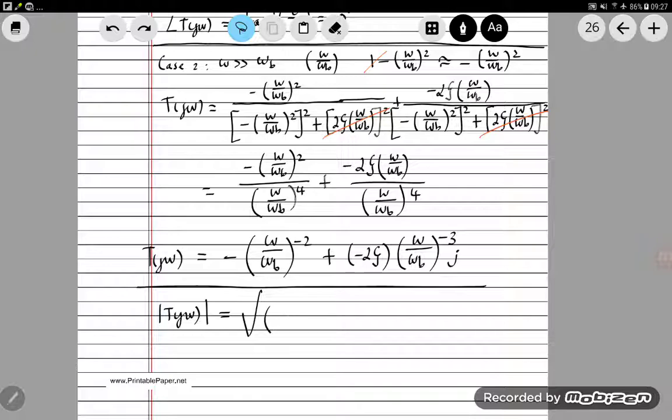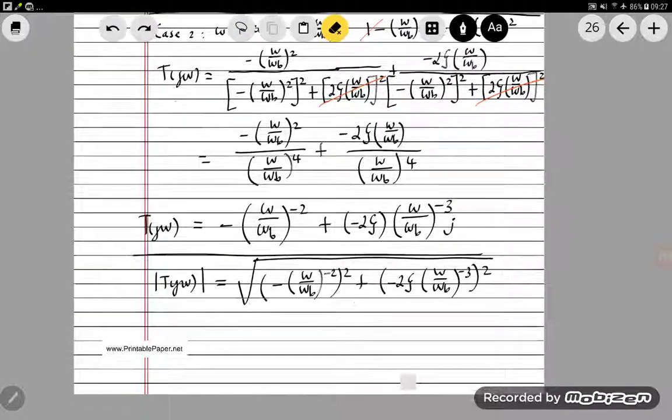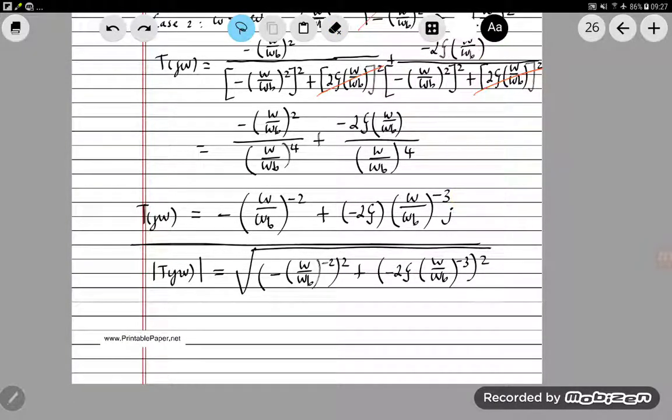So we've got negative ω over ω_b, that's squared, plus minus 2ζ(ω over ω_b) to the power of minus 3, and that's all squared. Okay, just going to get rid of this irritating text.